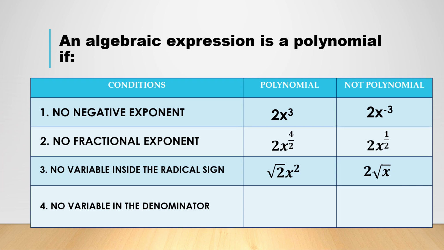Then fourth and the last condition, no variable in the denominator. So 2x over 3 is an example of polynomial because although you have your denominator, since your denominator is 3 and it is not a variable, then it still satisfies the fourth condition, which is no variable in the denominator. But if you have 2 over 3x, since x is on your denominator and x is a variable, then this is not a polynomial.